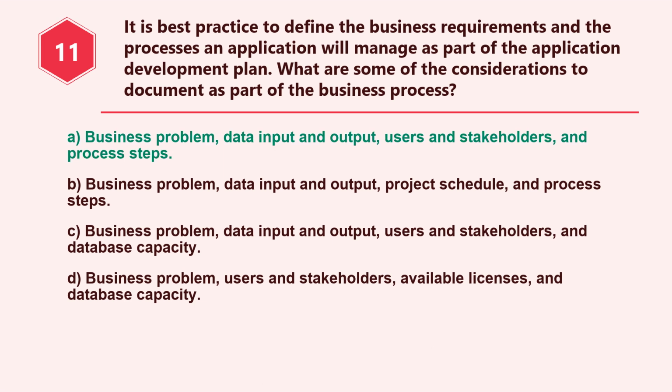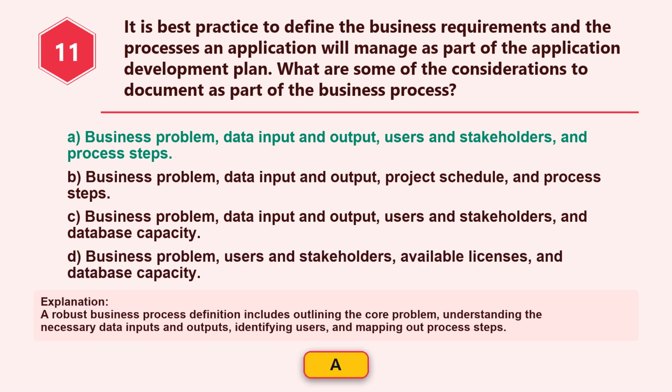The correct answer is option A. Business problem, data input and output, users and stakeholders, and process steps. A robust business process definition includes outlining the core problem, understanding the necessary data inputs and outputs, identifying users, and mapping out process steps.